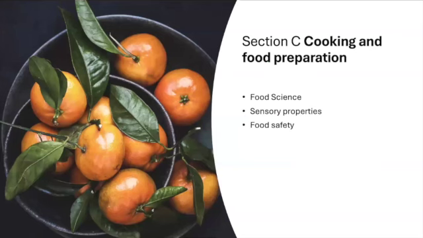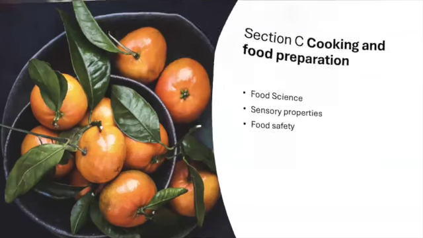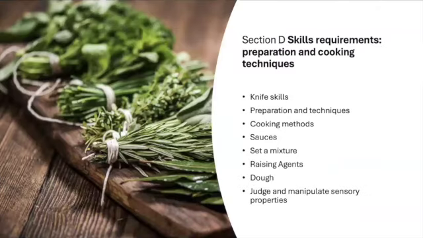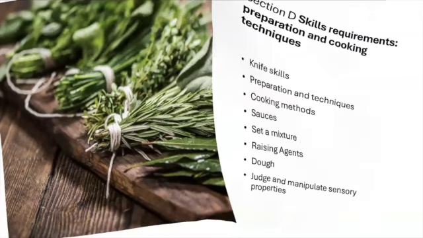In section C, however, you have food science, then you have sensory properties and food safety. And the final one will be knife skills, preparation and techniques, cooking methods like radiation, conduction, convection, and then you talk about the moist heat method and the dry heat method, and this goes on. Sauces, setting mixtures, raising agents, dough, and you judge some sensory properties.